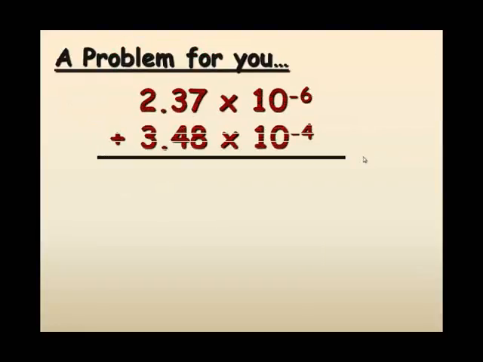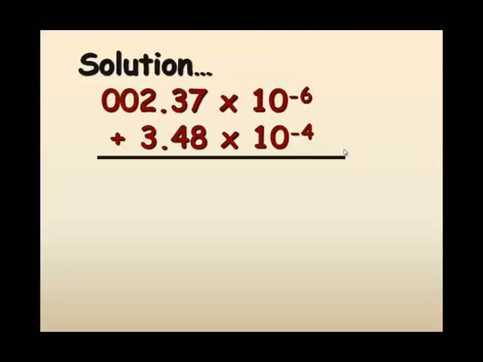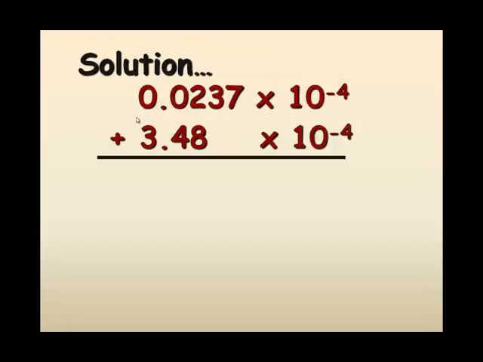So try this one. Okay, I've got to make the exponent the same. Try it before I show it. Okay, so what I'm going to do here is take the smaller coefficient and move it, and I get 0.0237, and now I can add them. Okay?